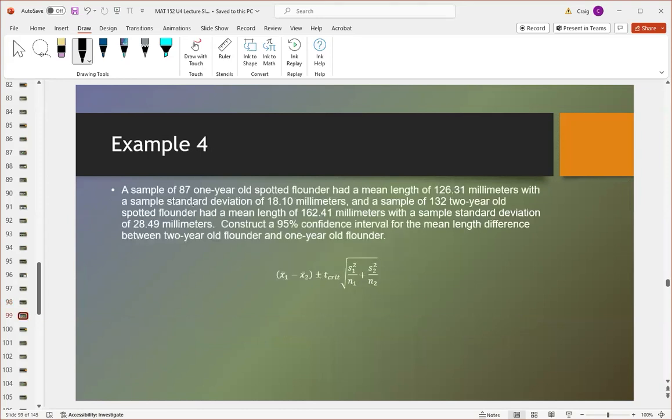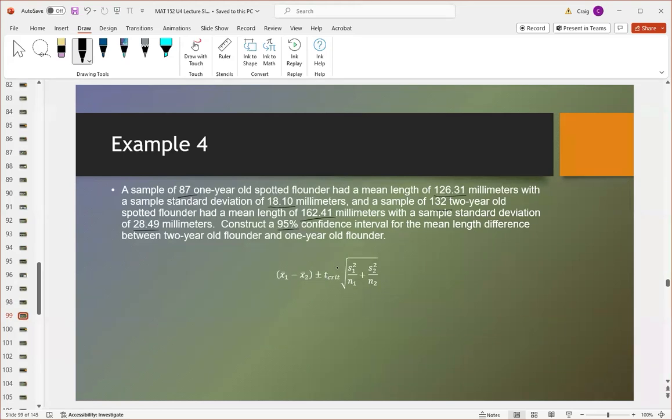A sample of 87 one-year-old spotted flounder had a mean length of 126.31 millimeters, sample standard deviation of 18.10. A sample of 132 two-year-old flounder had a mean length of this and a sample standard deviation of this. We're going to find that 95% confidence interval.